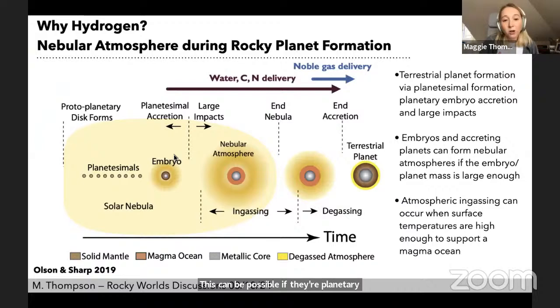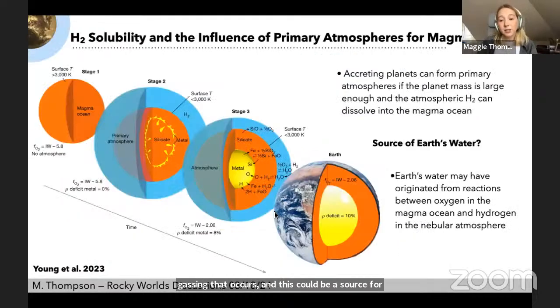In such a scenario, you will be hot enough, with various sources of heat, including resultant heat from formation and also decay of radioactive nuclei, that can cause the planet to have a magma ocean. When you have this magma ocean overlaid by a nebular atmosphere, you can have ingassing that occurs, and this could be a source for dissolving hydrogen into the planet. And this has become a topic that even recently has been looked at again in trying to think about the source of Earth's water.